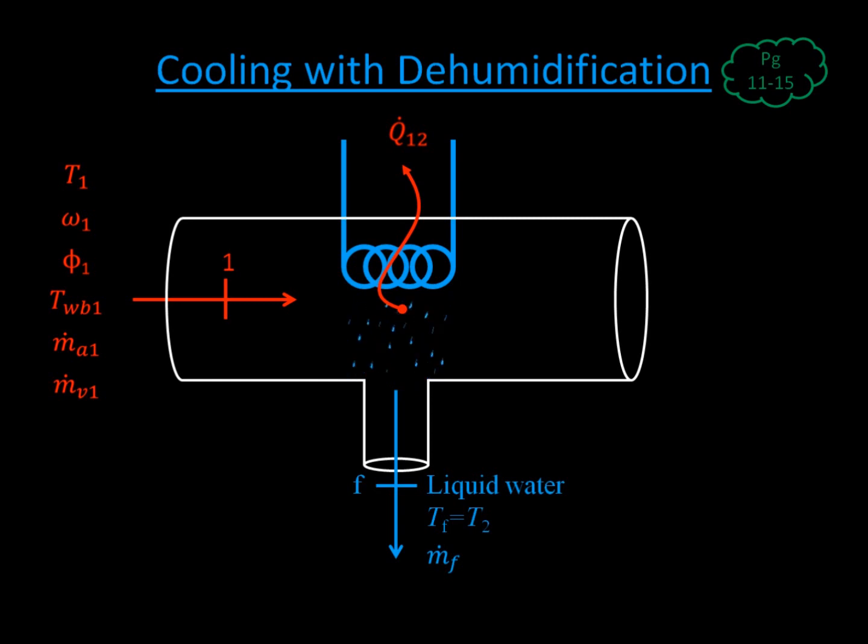And this is liquid water. Its temperature is going to be the same as temperature 2, and it has its own respective mass flow rate, some mass flow rate sub f, for the fluid, the liquid water. Now it's going to exit state 2, the same with any cooling process, at a lower temperature than state 1. But now my humidity ratio is not constant. I have decreased my mass of vapor and therefore decreased my humidity ratio, and I'll show you this on a psychrometric chart in a second.